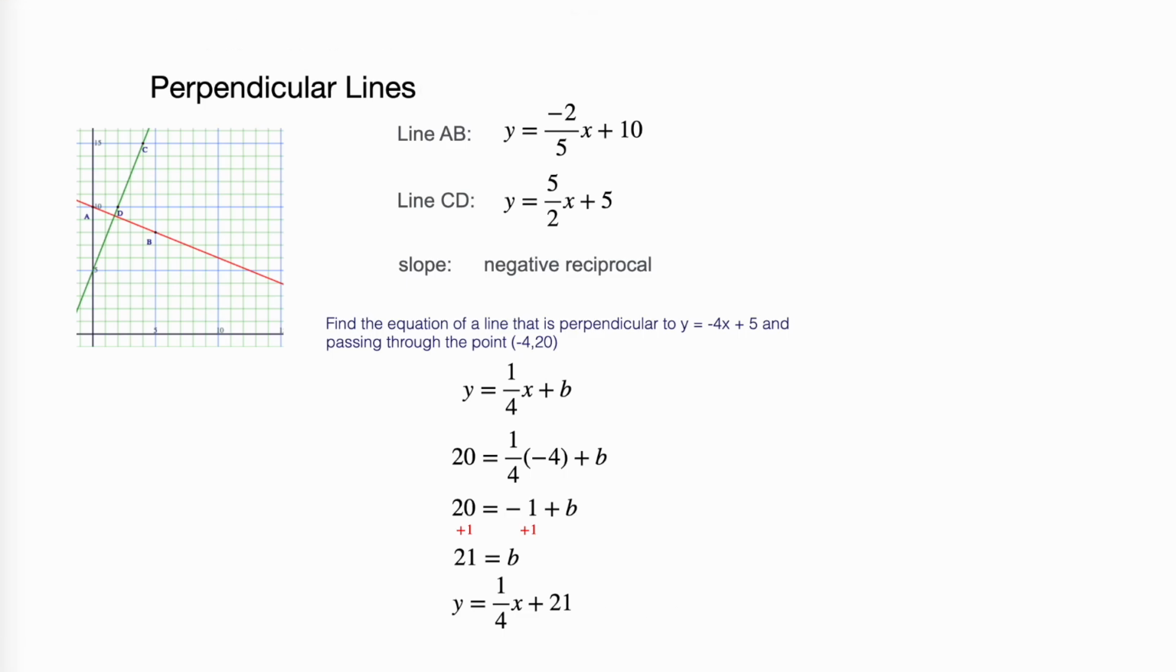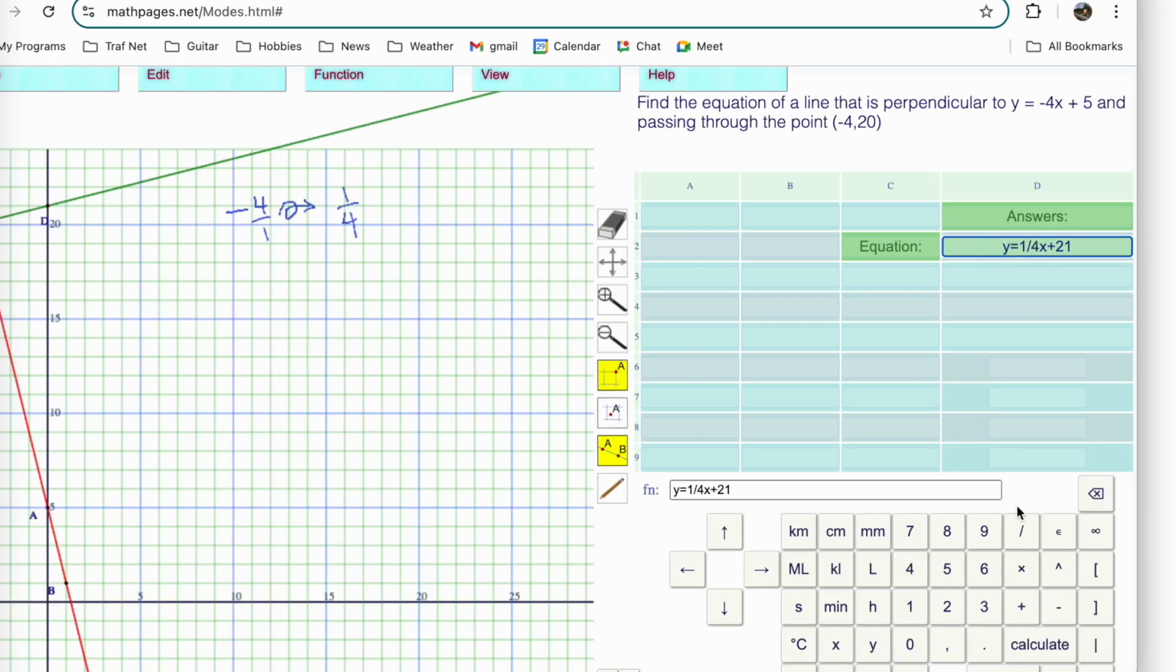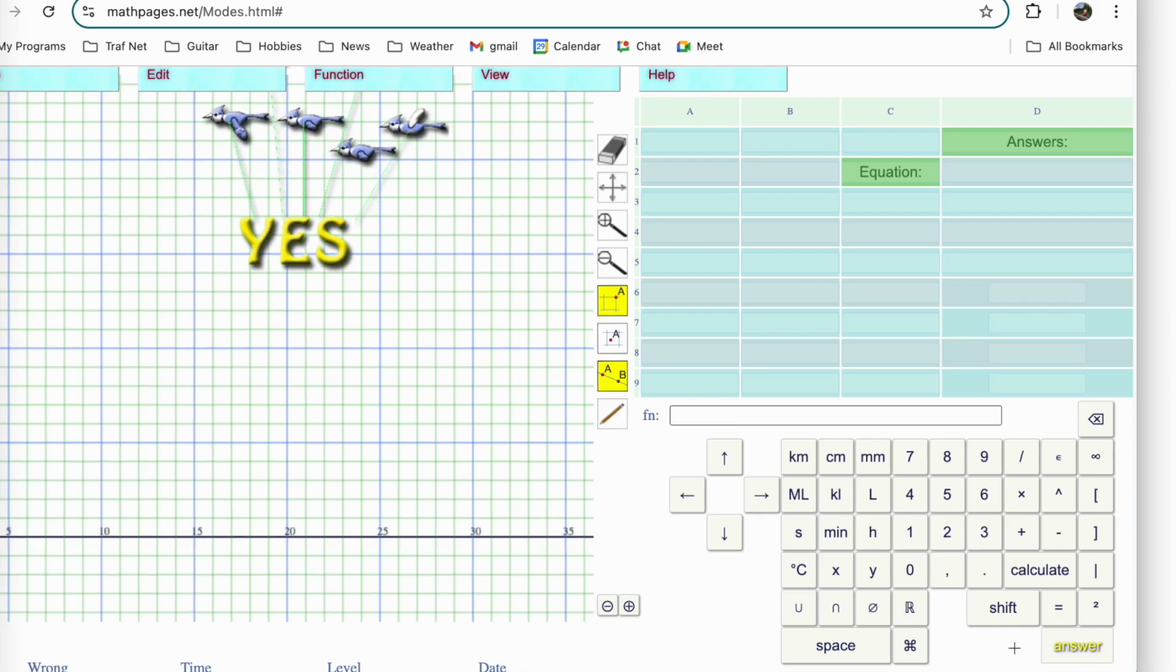Let's go and see if that's right. y is equal to 1/4 x plus 21, and then I press answer.